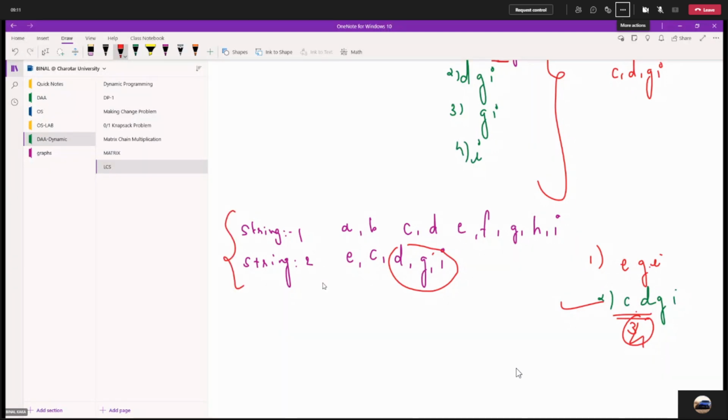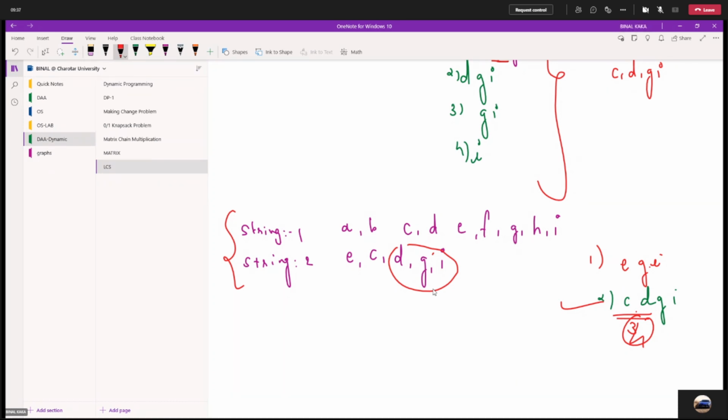Okay. So this is a simple method for how we can identify the longest common subsequence. If I'm talking about the problem, we have to identify which is the longest common subsequence from the given strings. So the problem is finding whether the sets of characters in these two strings are matching or not.